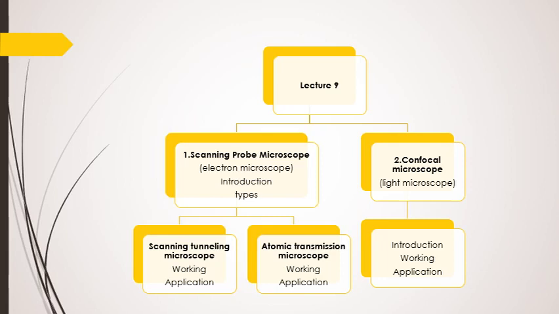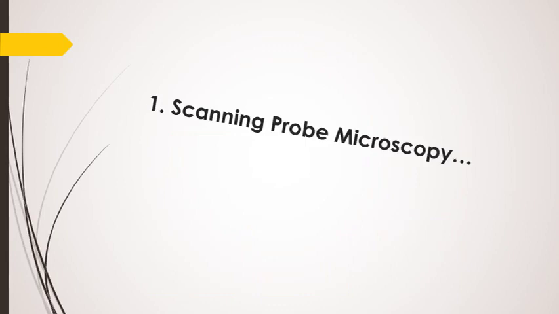In scanning probe microscopy we have two forms. One is scanning tunneling microscope and the other one is atomic force microscope. So we discussed this earlier in this lecture. And in light microscope, we discuss its type, that is confocal microscope. So now we start from scanning probe microscopy.